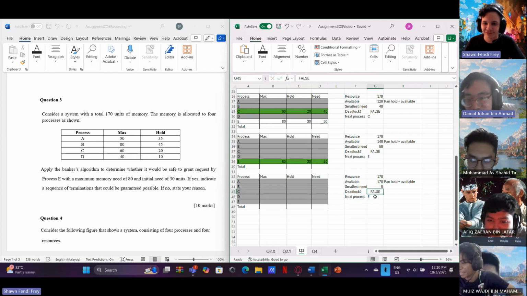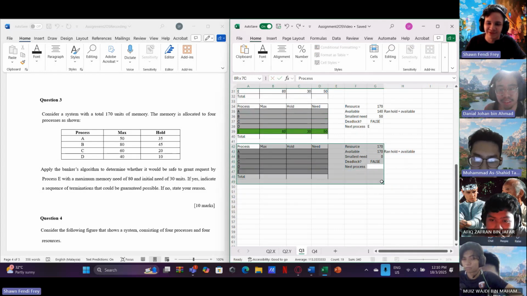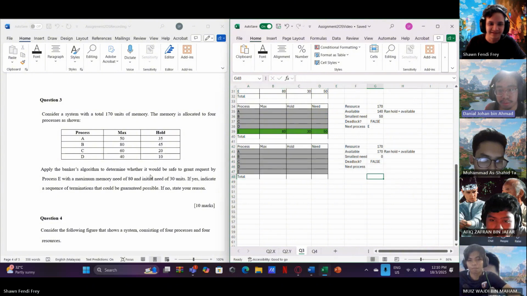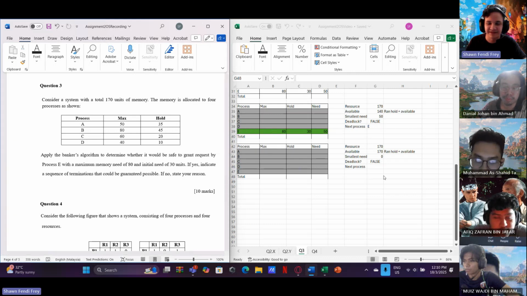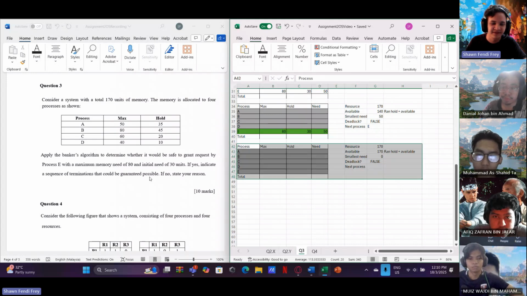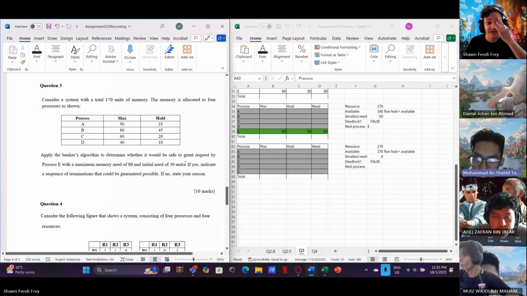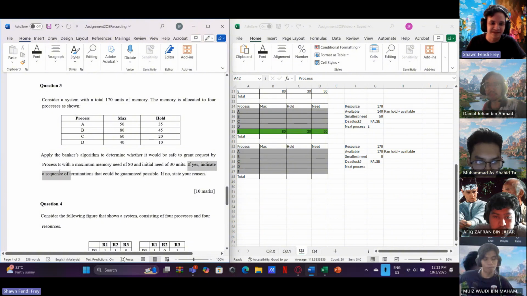Whatever, man. Now that the quarrel is out of the way, we can see the next process. Every process has been run again. So we apply the banker's algorithm to determine whether it is safe. It is safe because everything has been run till completion, and there is no deadlock. If yes, indicate a sequence of terminations that could be guaranteed possible.